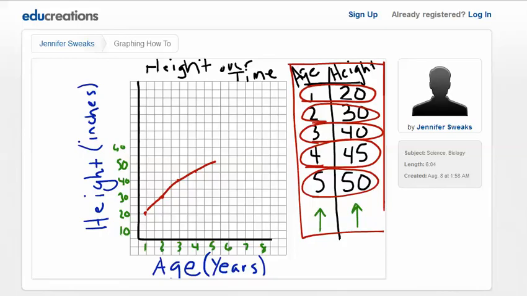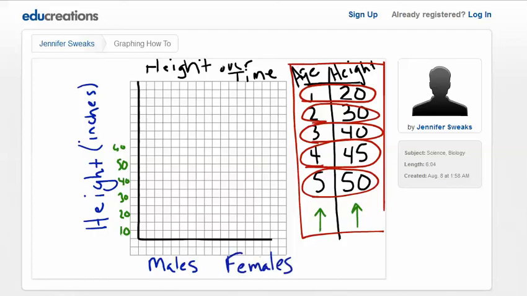Why not use a bar graph? Well, a bar graph works best for category data. So let's say that we were comparing not a continuous change of height in age over years, but let's say maybe we were just comparing the height of males and females. A bar graph would be a better representation here because we're comparing two different categories, males and females.